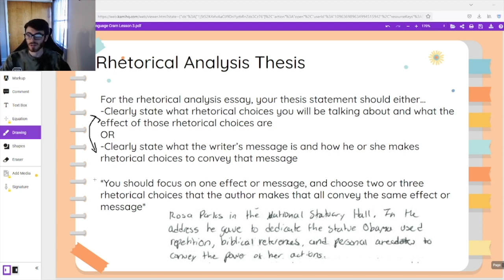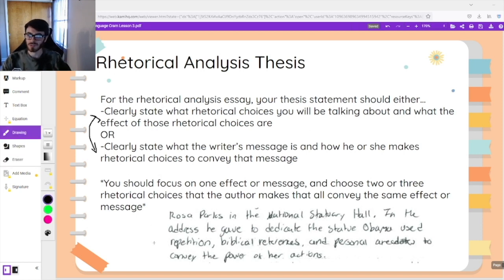This is something we'll talk a little bit about later when we talk about common purposes, ideas, and effects, but you should focus on one effect or message and choose 2 or 3 rhetorical choices that the author makes that all convey the same effect or message. So you don't want to say the author uses metaphors to do this one thing and then uses symbolism to do this other thing. You want all your rhetorical choices to focus around the same effect, the same idea, the same purpose. And we'll talk more about that later.